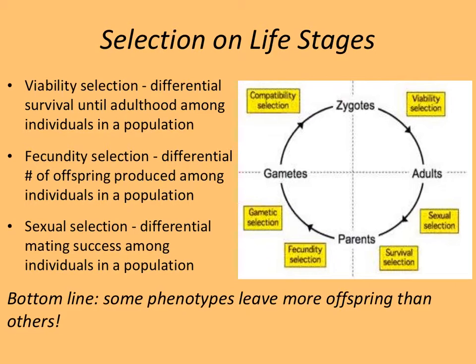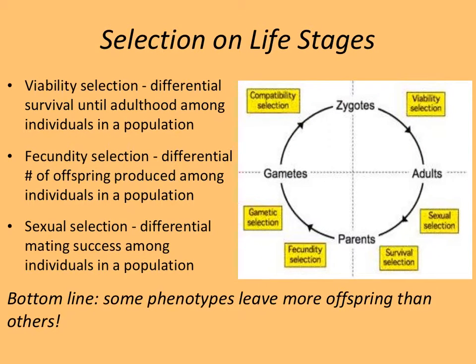There's different kinds of selection. Not all of it has to do with survival, but some does. So if we look at life stages, we'll start with a zygote. That means the egg has been fertilized, and will start dividing, and you'll get the embryo.